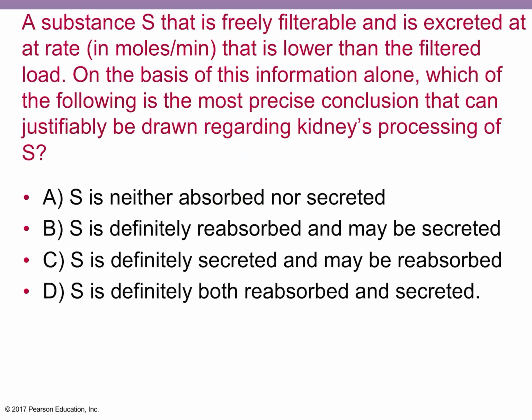So let's see if we can answer this question. A substance S is freely filterable and is excreted at a rate that is lower than the filtered load. On the basis of this information alone, which of the following is the most precise conclusion that can justifiably be drawn regarding the kidneys' processing of S? Right? We know it's freely filterable, and what's excreted is lower than the filtered load.